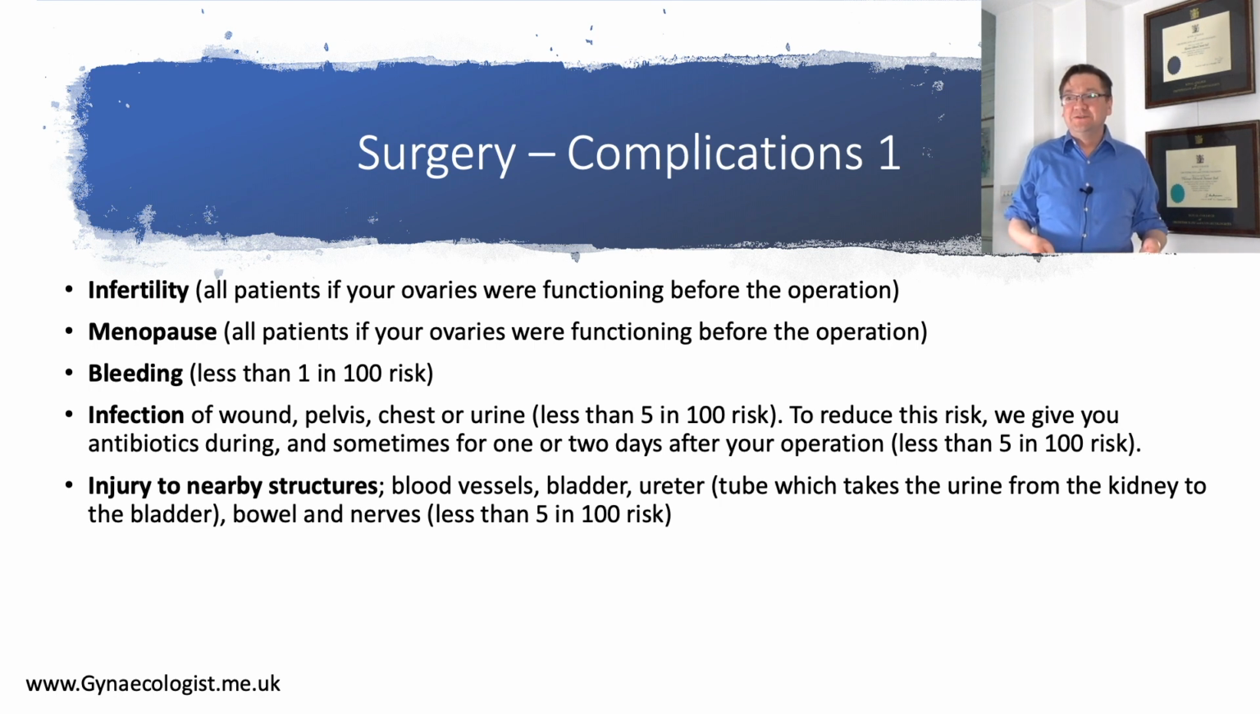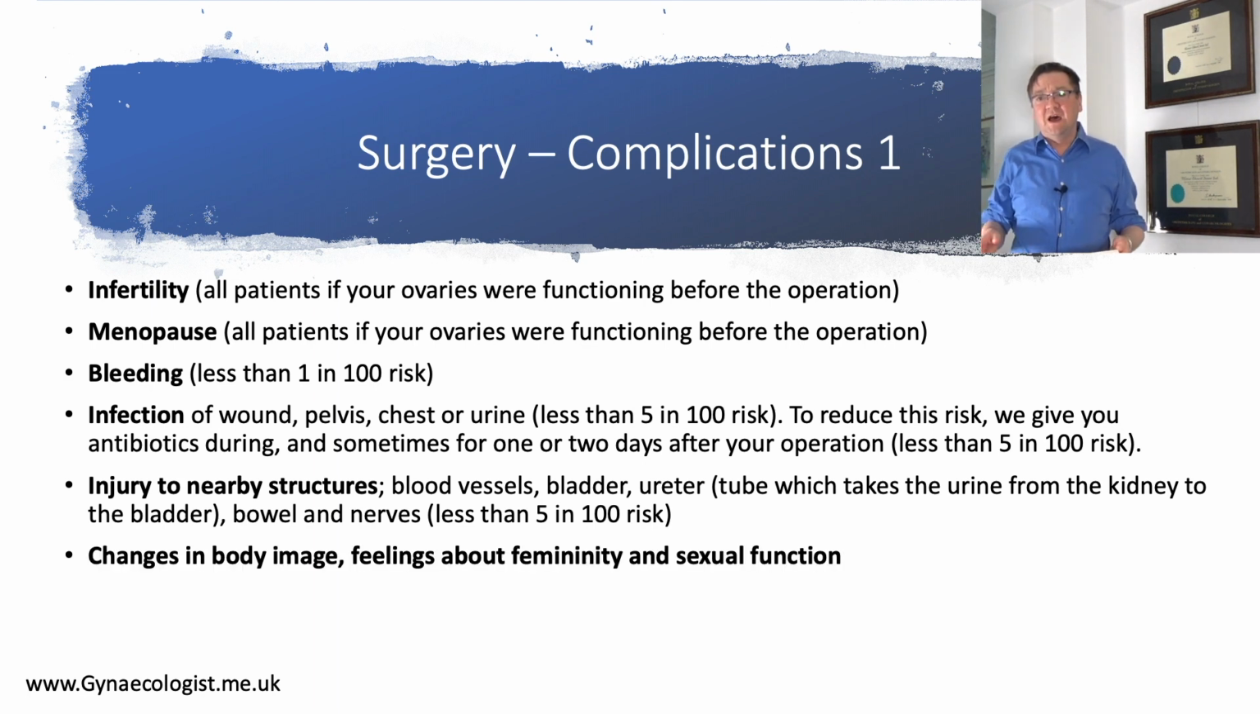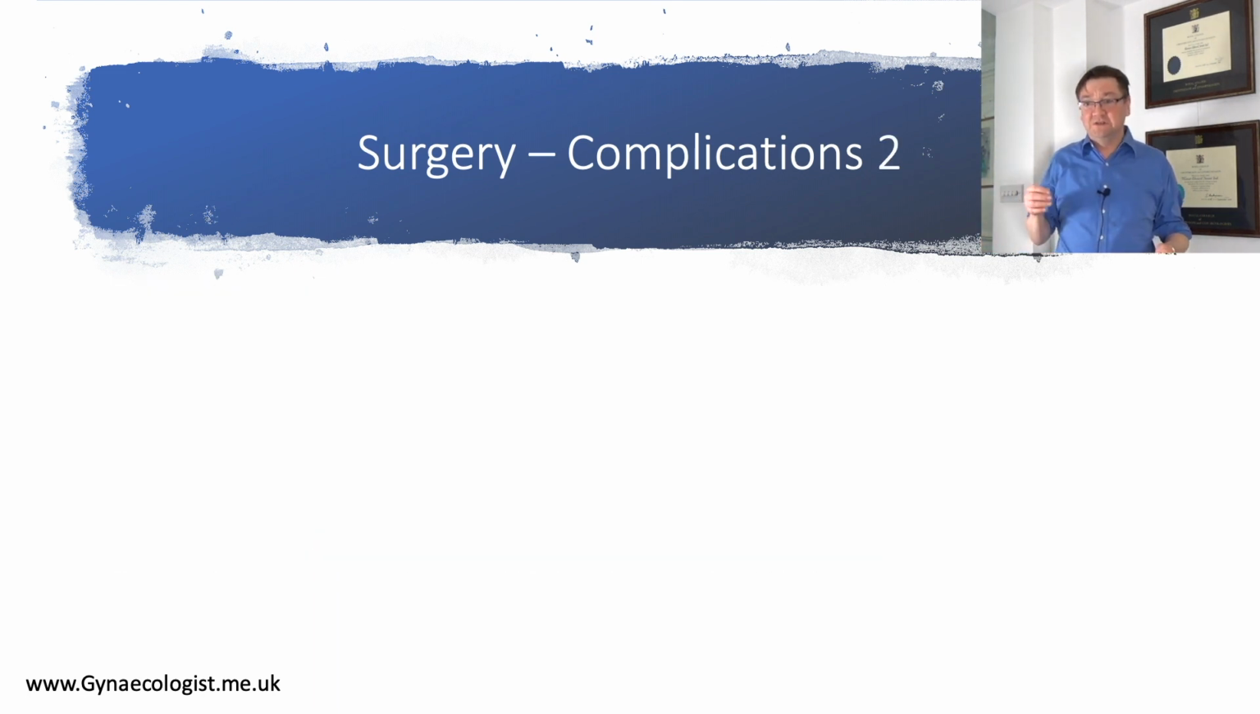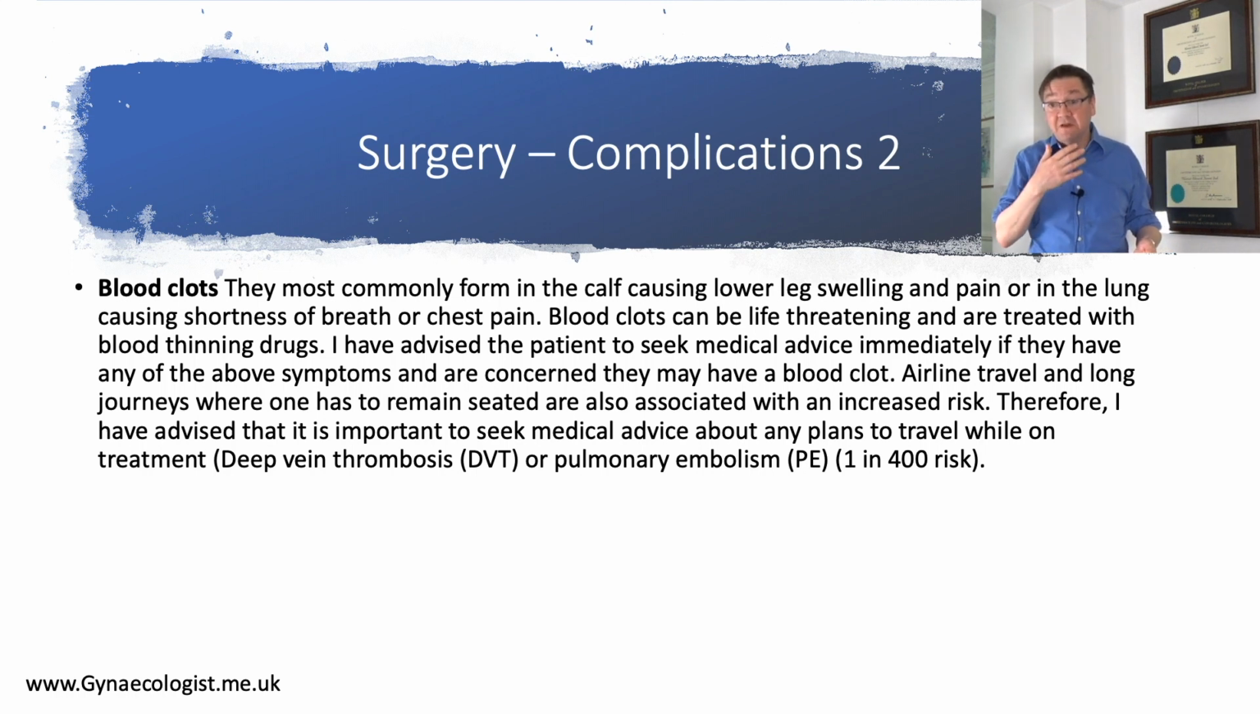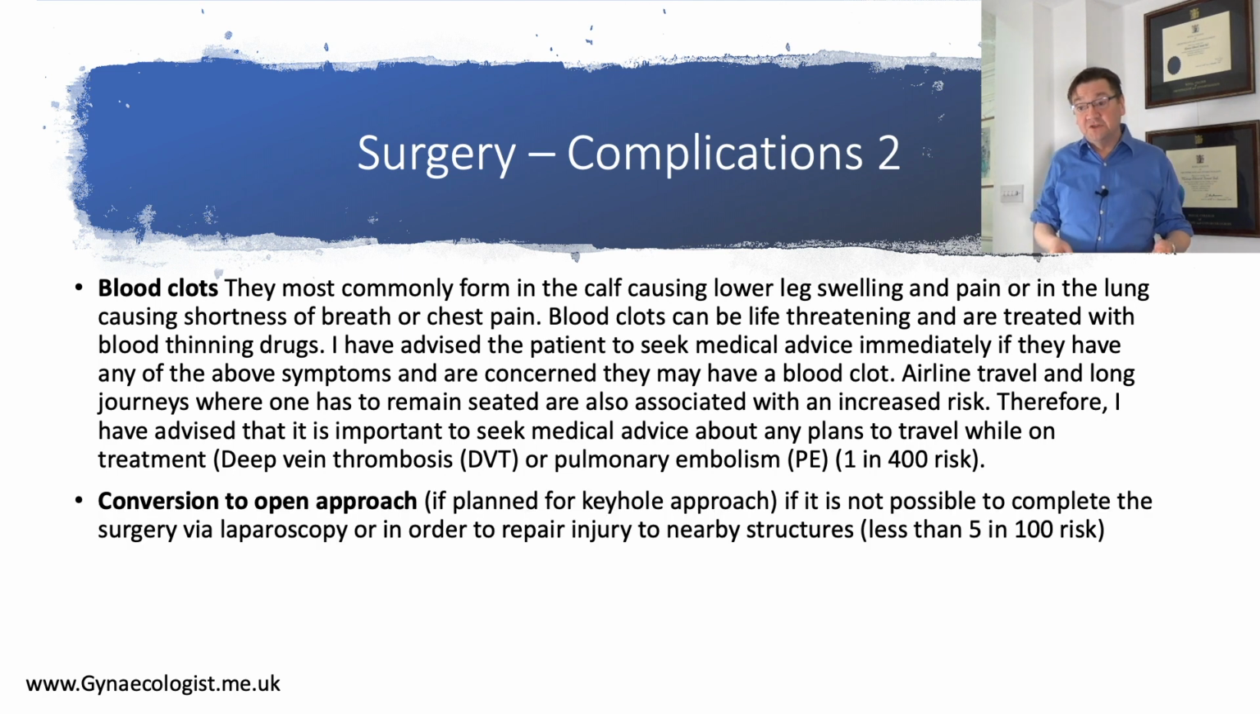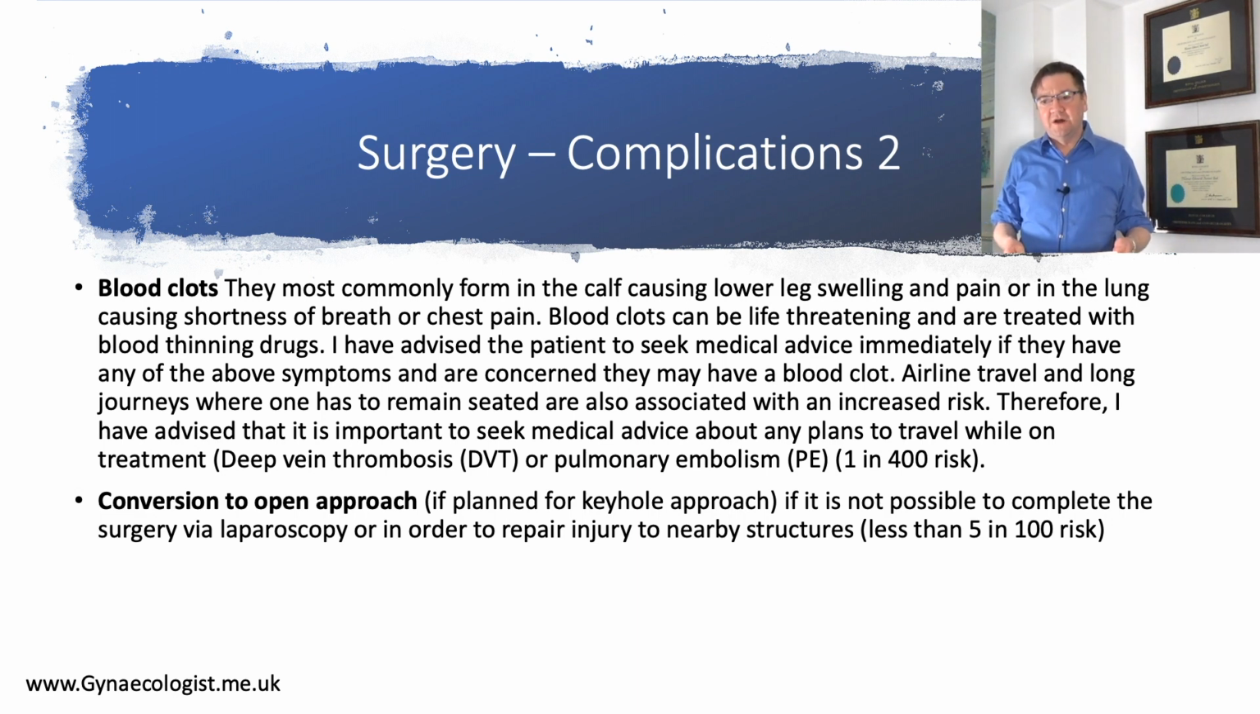So then there's blood clots or thromboembolic disease, and the most common complication that is potentially fatal is a deep vein thrombosis or a pulmonary embolus. Pulmonary embolus is about 1 in 400, and that's very important. There's a risk of conversion to an open approach, and if not possible to complete surgery via laparoscopy, it may be required to open, either to repair injury to nearby structures or just because it can't be completed laparoscopically.